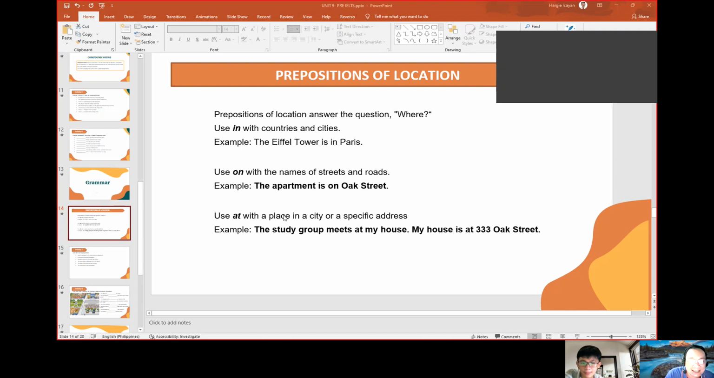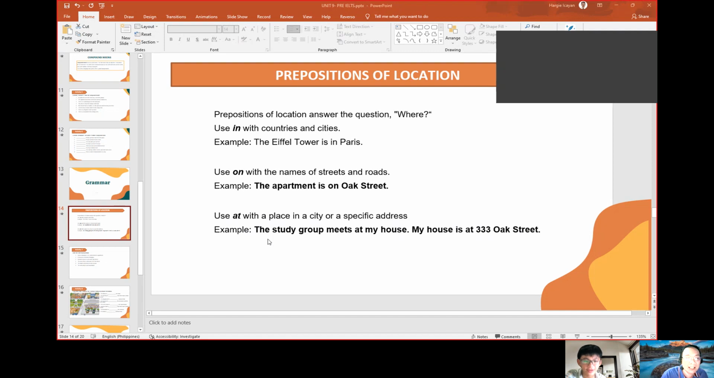Why? Because if you are going to include the number of the street where you are living, you have to use "at". If you're talking about a complete address, you have to use "at". If you are talking about a number and a street, you have to use "at". And if you are talking about a specific address or a specific place, you have to use "at".